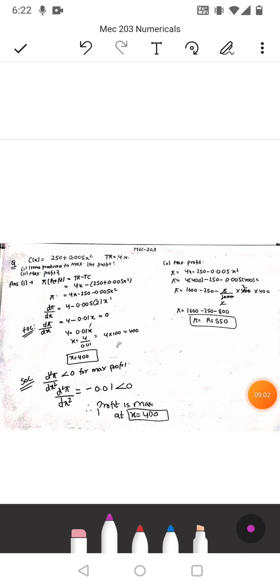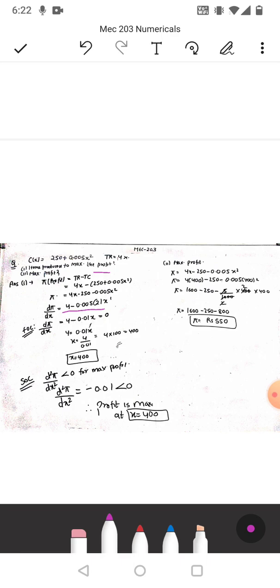इधर हमें CX दे रखा है, टोटल कॉस्ट दे रखी है 250 प्लस 0.005x स्क्वायर और TR टोटल रेवेन्यू दे रखा है 4x. हमें बताना है आइटम प्रोड्यूस टू मैक्सिमाइज द प्रॉफिट, फिर मैक्सिमम प्रॉफिट. दो ही चीज़ें बतानी हैं. पहले पार्ट में देखो प्रॉफिट होता है TR माइनस TC से, टोटल रेवेन्यू माइनस टोटल कॉस्ट. टोटल रेवेन्यू है 4x माइनस टोटल कॉस्ट है 250 माइनस 0.005x स्क्वायर. देन we differentiate with respect to x, we get 4 माइनस 0.01x इक्वल्स टू 0 फर्स्ट ऑर्डर कंडीशन के लिए. आफ्टर सॉल्विंग we get x इक्वल्स टू 400.